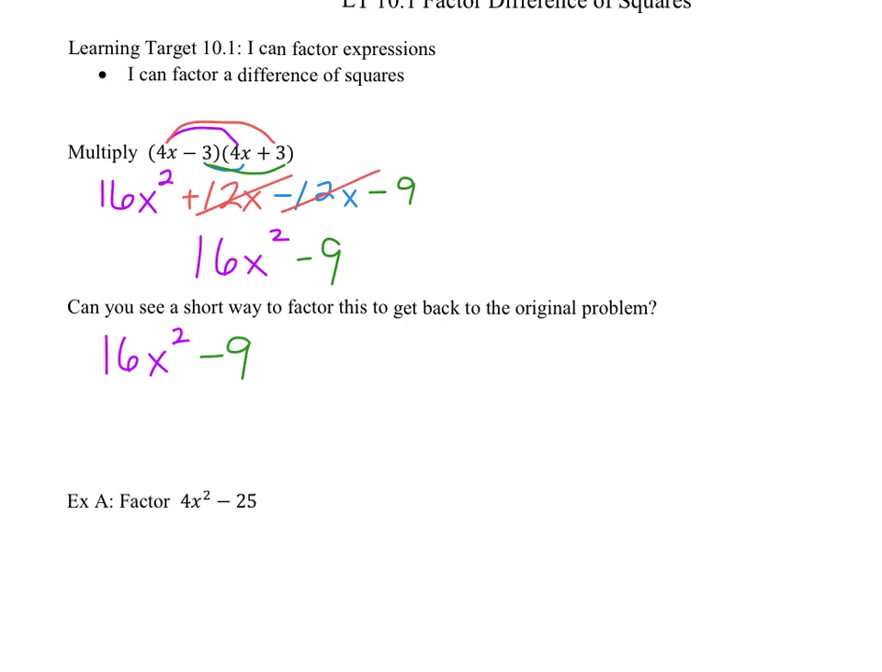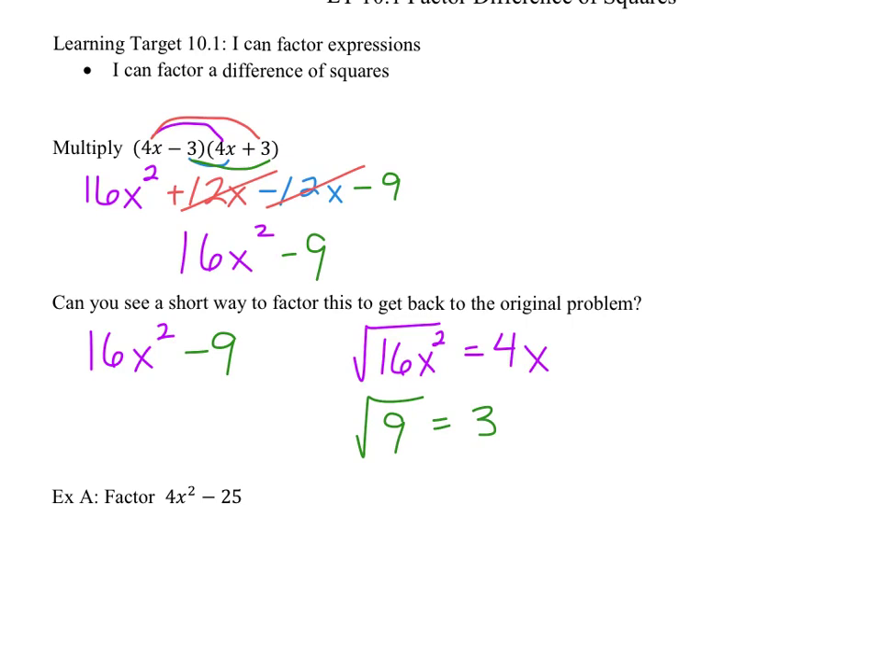Hopefully you realize that you could square root 16x squared, and that gives you 4x. And if you square root 9, ignoring the negative, we get 3. So I can take those two square roots, and if I add them and subtract them to each other, then I have my answer. I factored them. It doesn't matter if you do the subtraction first or second, but it is important that the 4x goes first and the 3 goes after that.